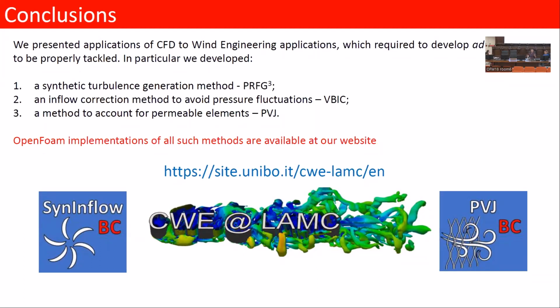One is called VBIC, and it will help you in moderating a lot the pressure fluctuations. And VBIC can be used also with other turbulence generation methods. It's not restricted to PRFG2. You can use your own generation method. And finally, I showed you an evolution of the pressure jump, which we call pressure velocity jump, in which we basically have a full description of the forces exchanged between a porous element, porous surface, and the flow, taking into account both normal and tangential forces exchanged by the fluid and the porous element.